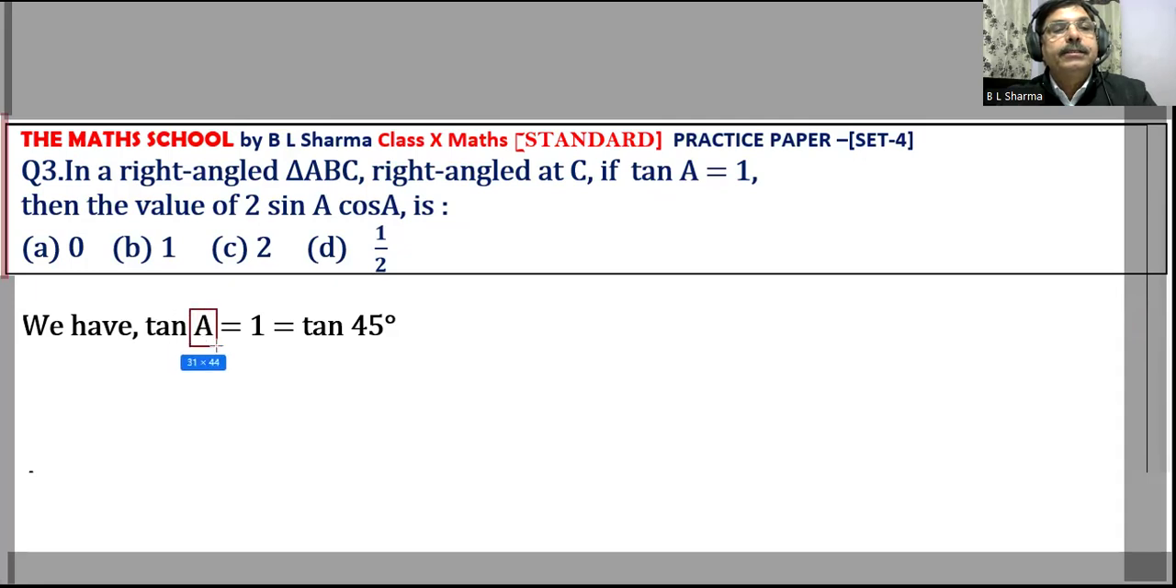Tan A is equal to 1. That is, tan A is equal to tan 45. That is why the value of A will be 45. आप A की जगह 45 लिख दीजिएगा. The angle A, that is 45 degrees.